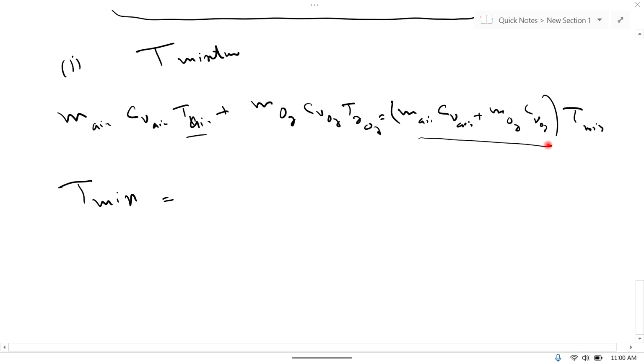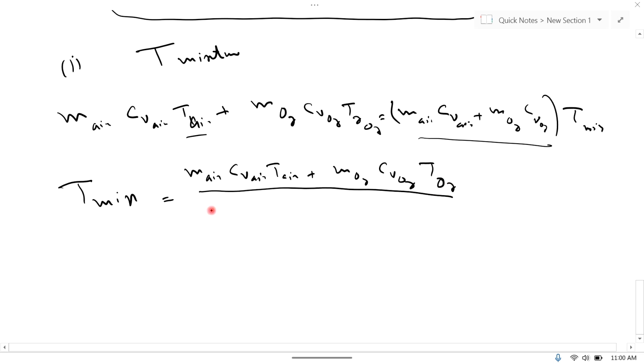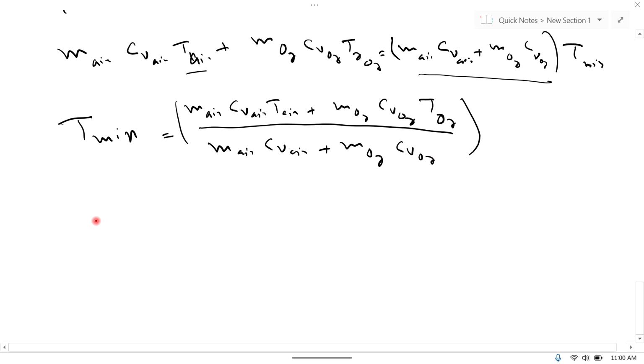Now putting here the values. So mass of air is 2. First I write the equation and rearrange the form. T of mixture equals M of air, CV of air, temperature of air plus M of O2, CV of oxygen, temperature of oxygen, divided by M air, CV of air plus M of oxygen, CV of oxygen. Now putting values in this equation and find T of mixture.